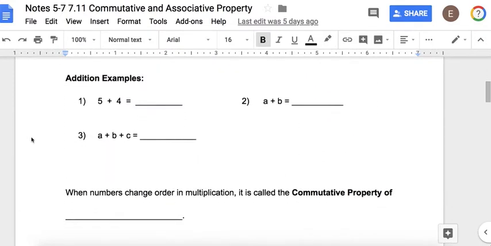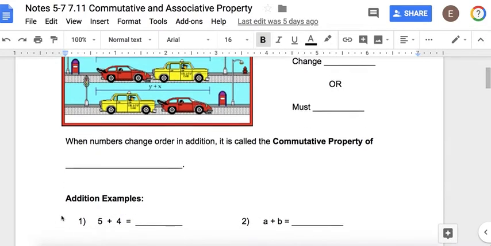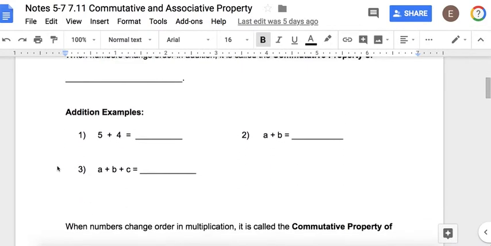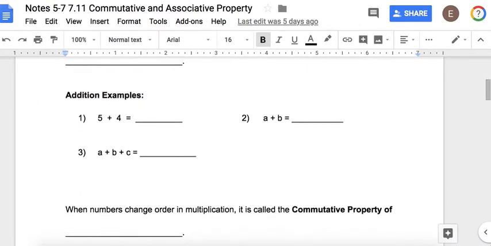So here's some addition examples. 5 plus 4 equals 4 plus 5. Notice the 4 and the 5 change order. Example 2, A plus B equals B plus A. Once again, the letters changed order.